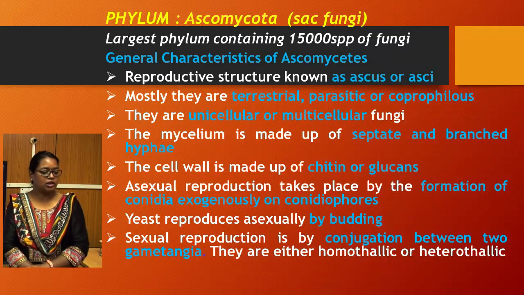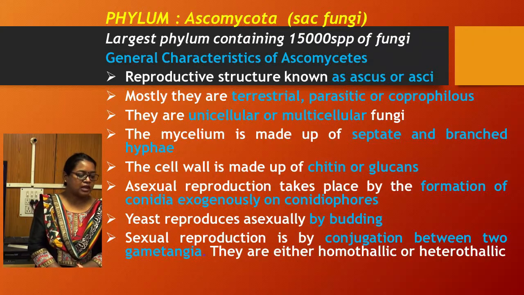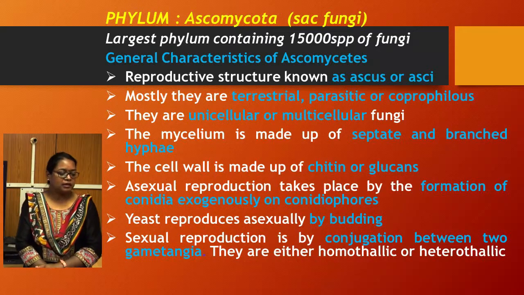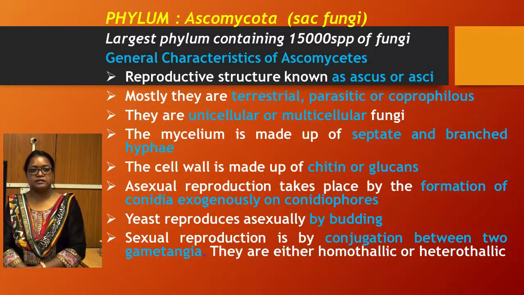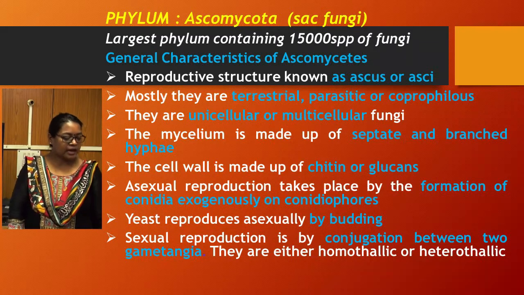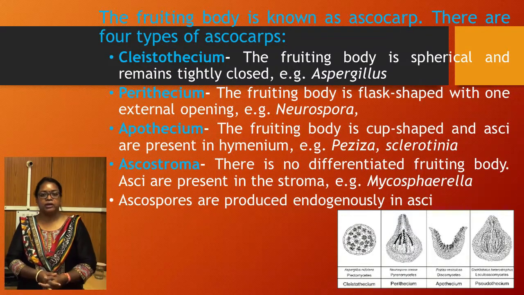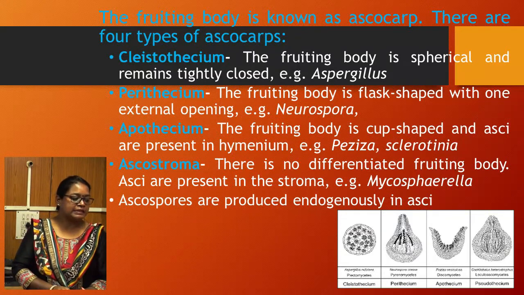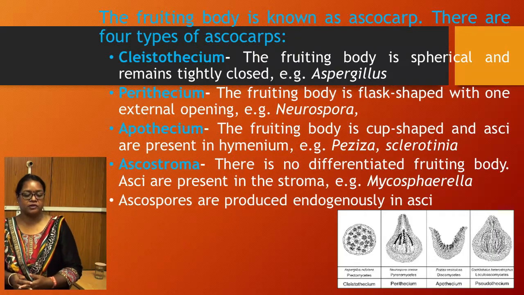They reproduce asexually by the formation of conidia, which are formed exogenously on the conidiophore. Yeast reproduces asexually by budding. Their sexual reproduction takes place by conjugation between the two gametangia. They are either homothallic or heterothallic in nature. The fruiting body of the class Ascomycetes is known as ascocarp. There are 4 different types of ascocarp.